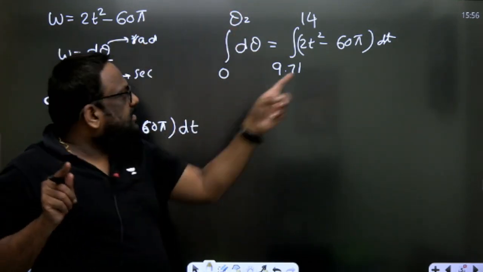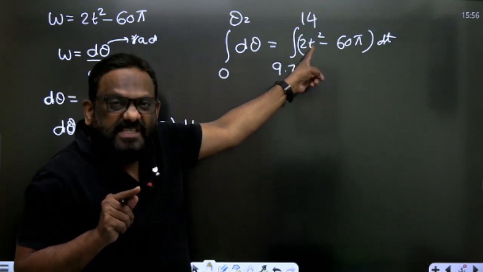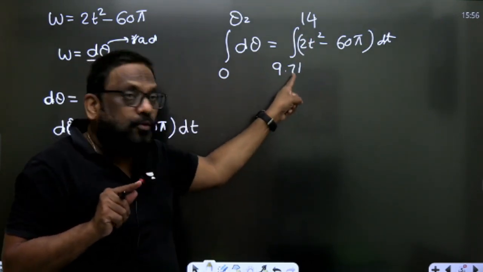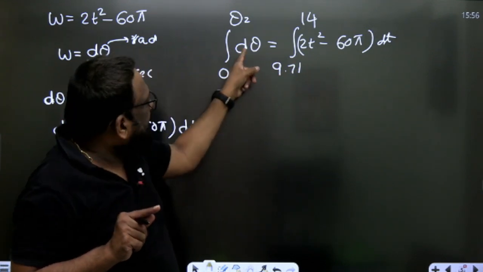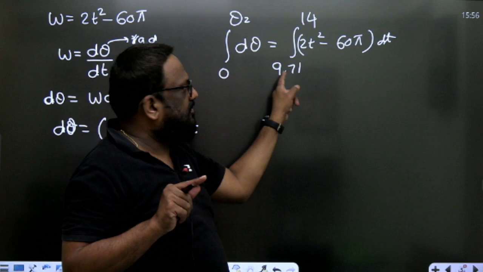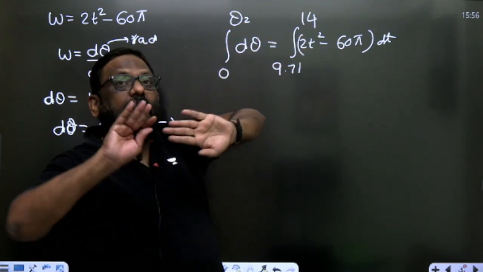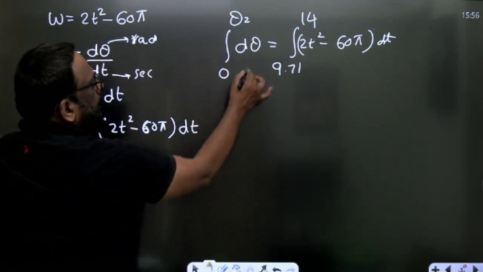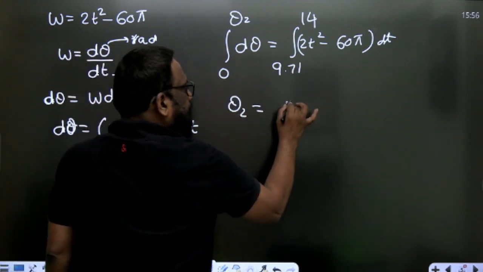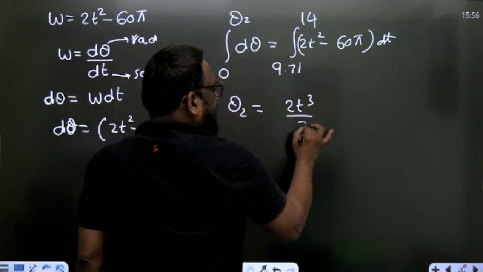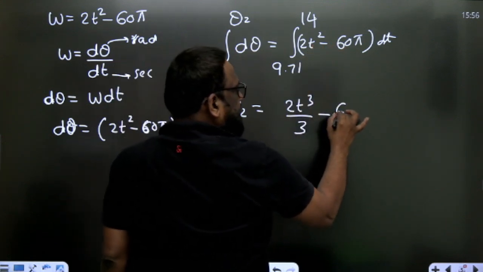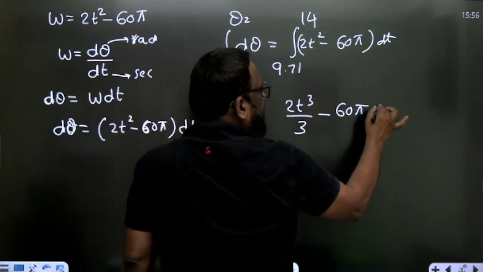Because this is giving from time t is equal to 0, तो ये t is equal to 0 से दे रहा है, इसलिए I have to integrate from, यहाँ पे 0 put मत करो sir, because the speed is becoming 0. Anti-clockwise is starting from 9.71 second, so he is asking up to 14 seconds. Okay, now integral dθ is θ, so θ2 is again 2t cube by 3. I repeat, t square dt is t cube by 3 minus 60π integral dt is t.